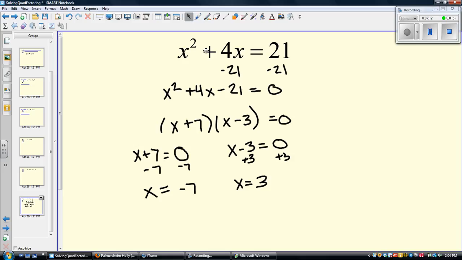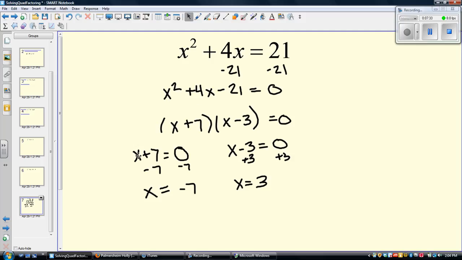Alright, so take a look. First thing we had to do was subtract 21 from both sides. Once we subtracted 21, we had the equation equal to 0. Then we could go ahead and factor. We needed to add to be 4, but multiply to be negative 21. So we had 7 and 3. The 7 had to be positive because we had to have a plus 4 there in the middle.